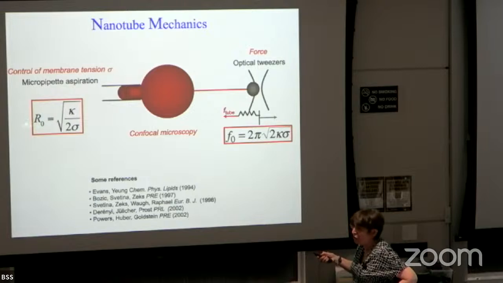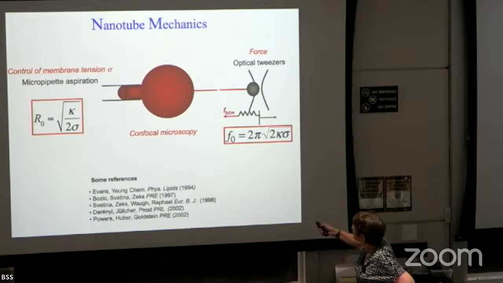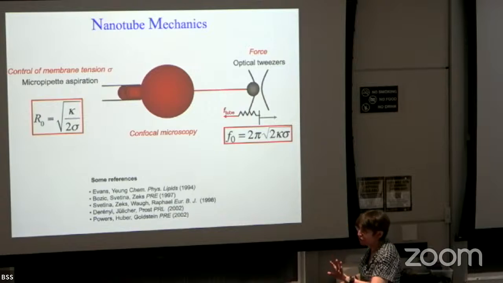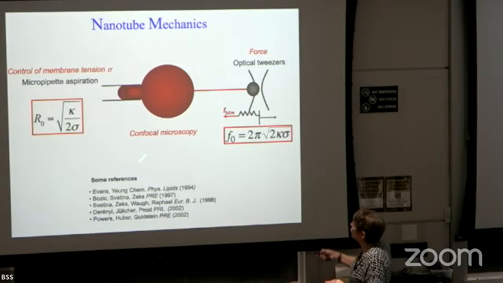The length is a radius. The radius of the big... Oh, the radius of that. Yeah. So I think I put it here because it means that we can control that with the aspiration. But this is a radius of that. This one, by preparation, we don't control anything. But that one, we control. And you can see that now we also have a way, if we measure the force as a function of tension, we can measure the bending rigidity.